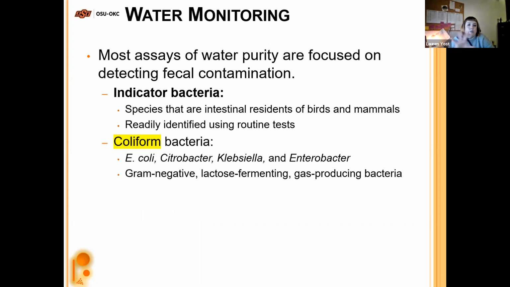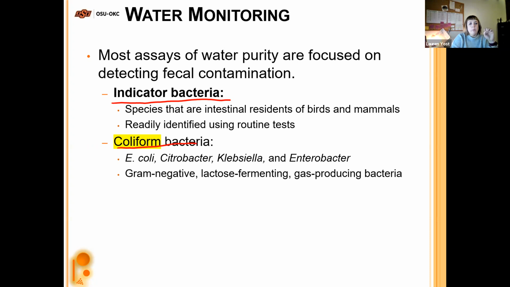There are a lot of assays focusing on water purity to detect fecal contamination. And how would they do that? We have indicator bacteria, which are species that are intestinal residents of birds and mammals that can be readily identified using routine tests. We can put that bacteria in there, run it through the treatment process, and if it comes back out, we aren't doing it right. They should be killed off. So the other term you want to know is indicator bacteria, which we were just talking about. We use it to make sure the tests are working.